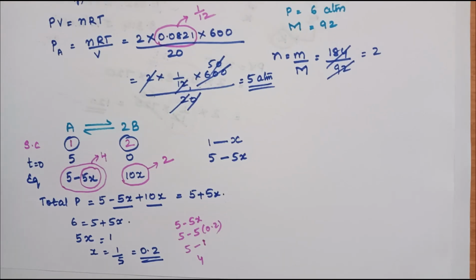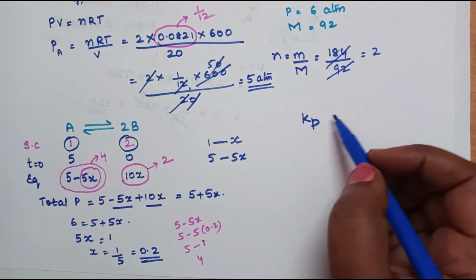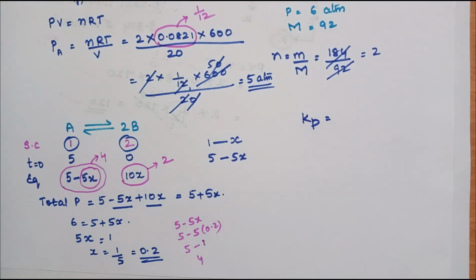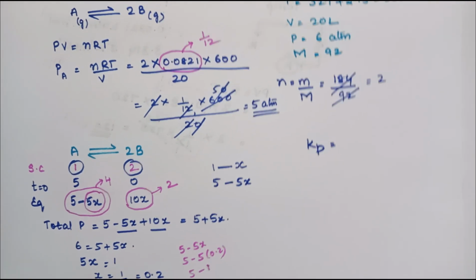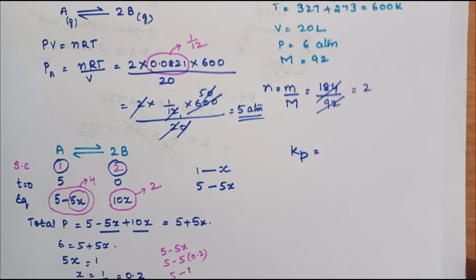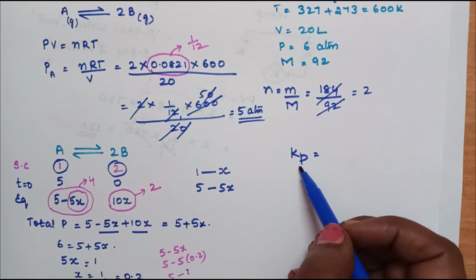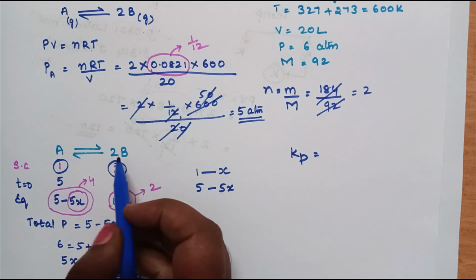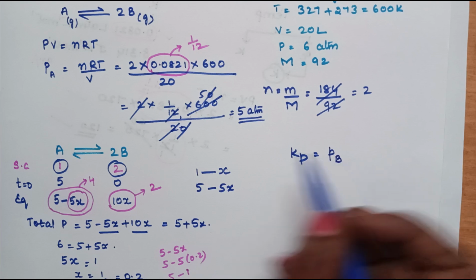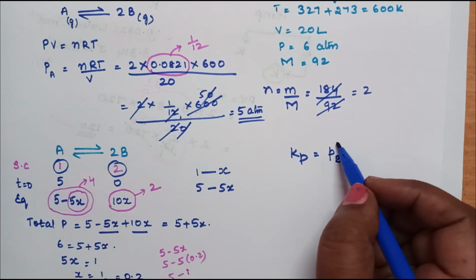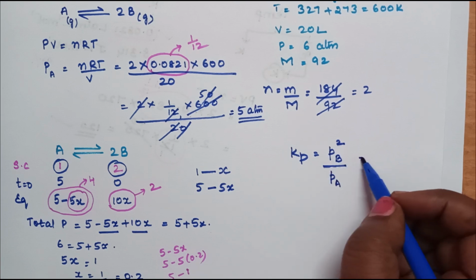So now let us find Kp first. Kp is equal to, how will you write the expression for Kp? I have already made a video on how to write the expression for Kp and Kc. If you don't know, you can watch that video. Here also I'll show you how to write the Kp expression. Kp is equal to the pressure of product. The product is B, and if any coefficient is there, you have to raise it to the power of that number, divided by the pressure of A.